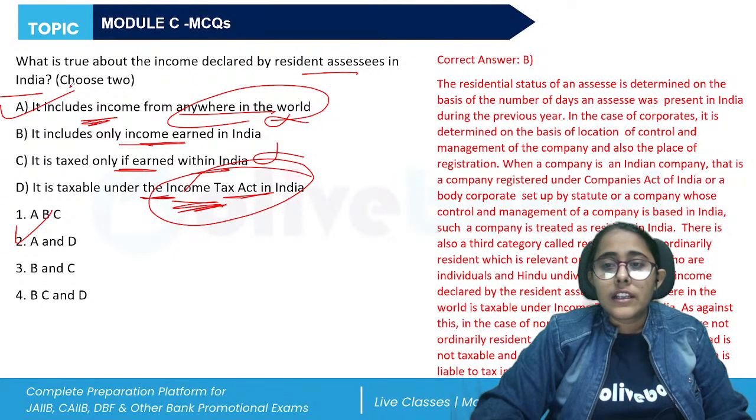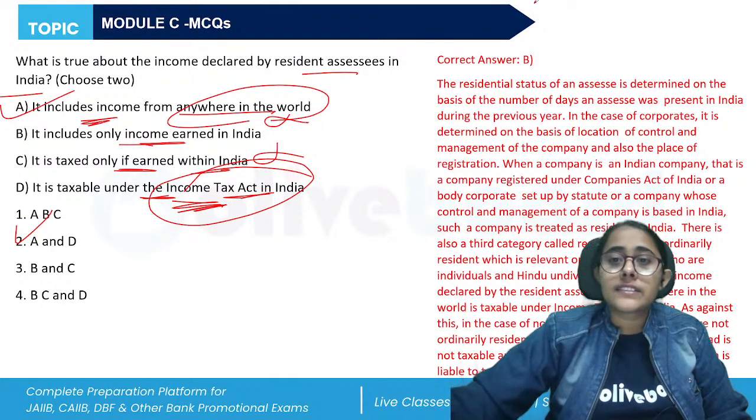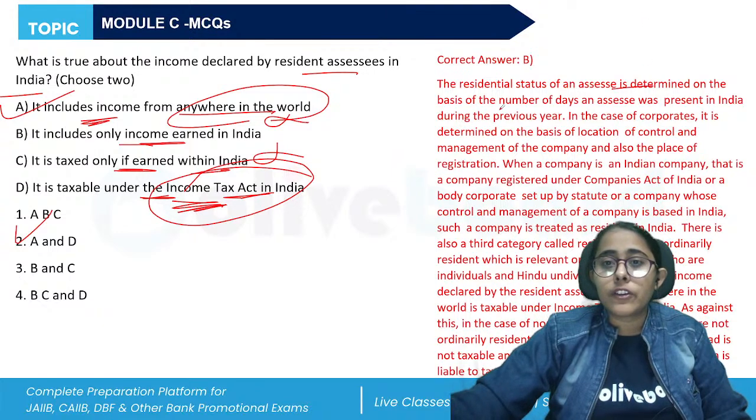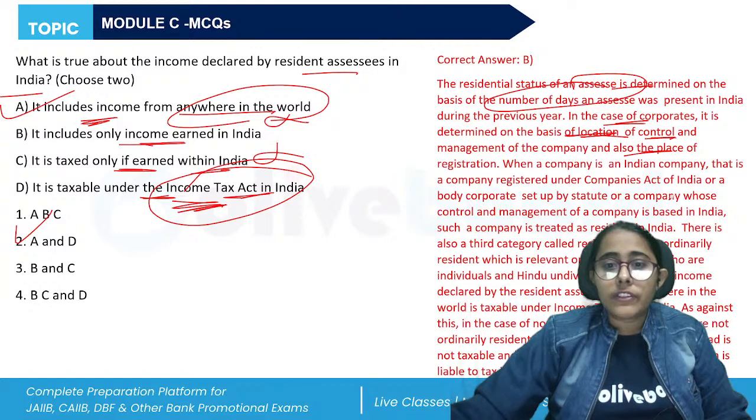All right. So the residential status of an individual will be determined on the basis of the number of days they were present in India. In case of corporates, the basis is location and control, also the place of registration. There is also a third category, that is resident but not ordinarily resident. Then the income declared by the resident assessee will include the income that is earned from anywhere in the world.